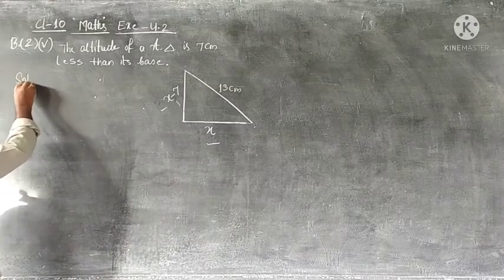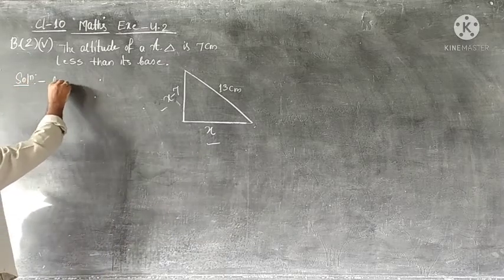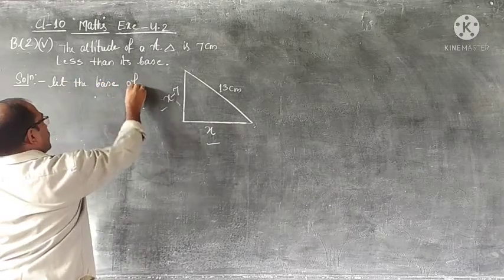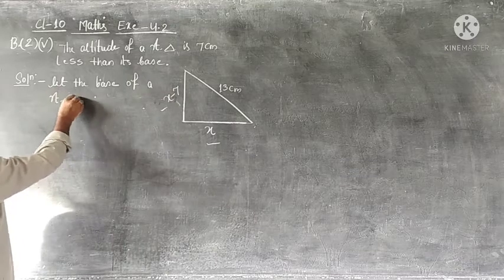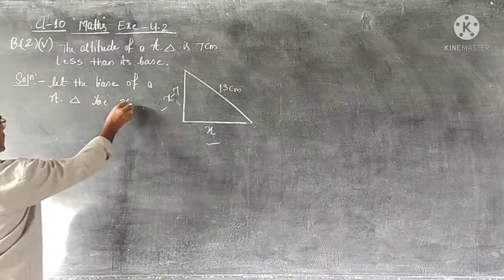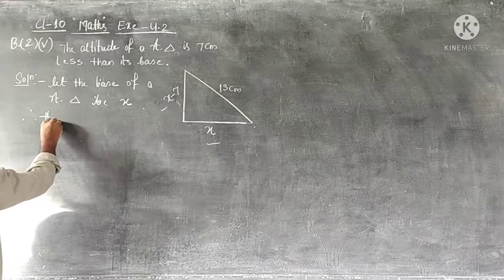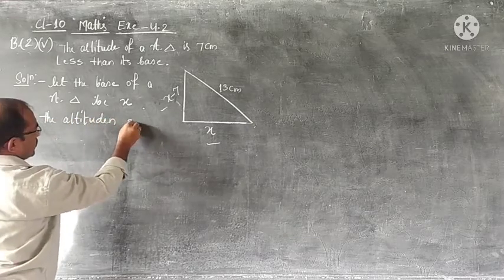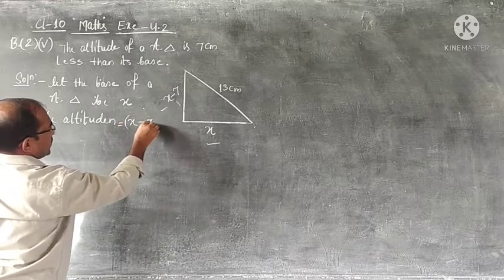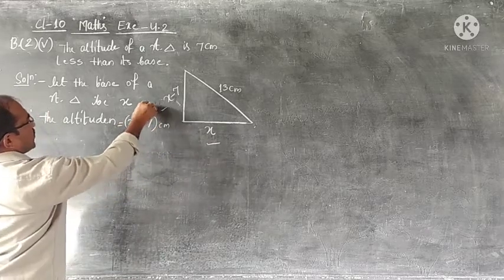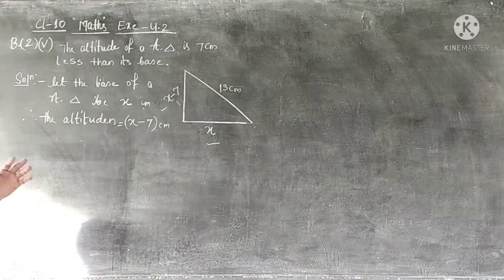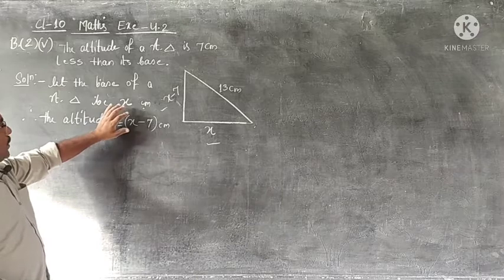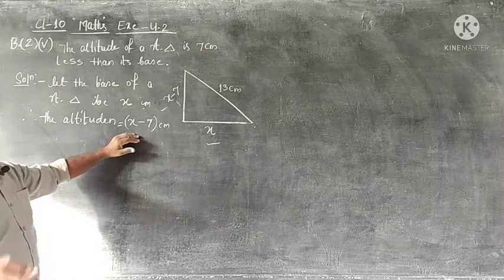So we start. Let the base of the right triangle be x. Therefore, what is the altitude? Altitude is 7 less than base. So altitude is x minus 7 cm. We can write centimeter also. Now we have all three sides: hypotenuse 13, base x, altitude or height x minus 7.